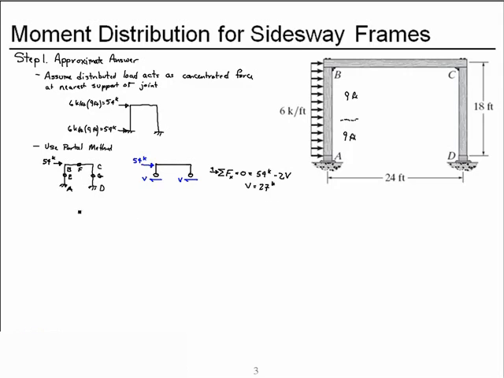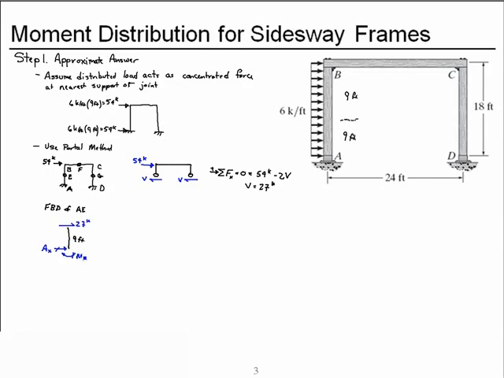Now to find the moment in the columns. So I'll draw a free body diagram of member AE. It is 9 feet tall, has a horizontal reaction, a moment reaction, potentially a vertical reaction as well, and a shear of 27 kips.